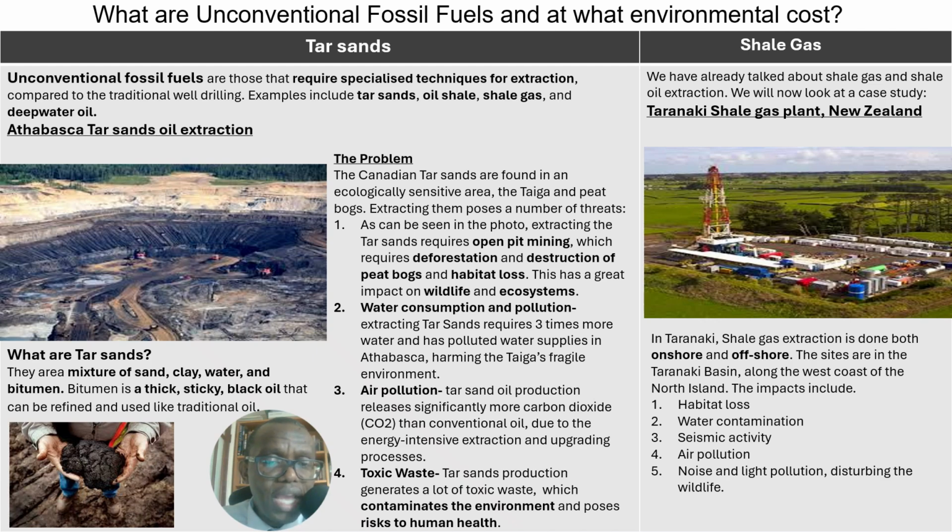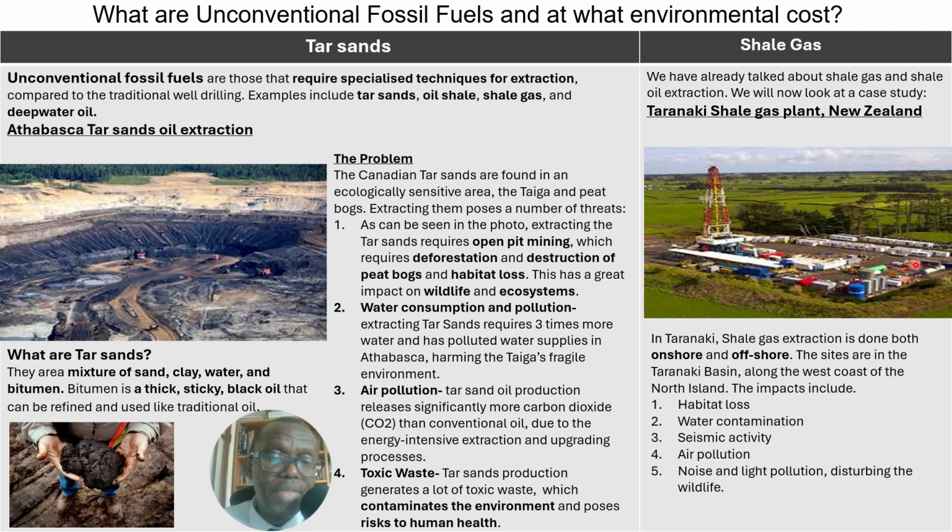Now we are looking here at a case study, and this is Athabasca Tar Sands oil extraction. But before we do that, I'd like us to pay attention to what tar sands are at the bottom here. They are a mixture of sand, clay, water, and bitumen. Bitumen is a thick, sticky black oil that can be refined and used as traditional oil. So that is what we are mining, and it will be refined eventually to be used like traditional oil.